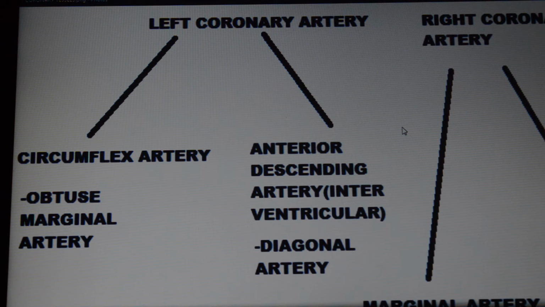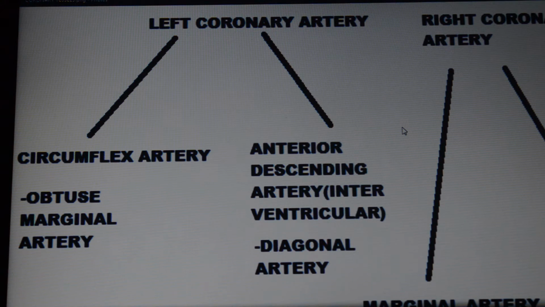The circumflex artery supplies the upper part, that is the left atrium part, and the lateral part of the left ventricle, which also gives sub-branches to the obtuse marginal arteries supplying the upper posterior parts.